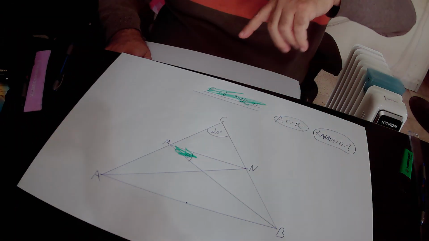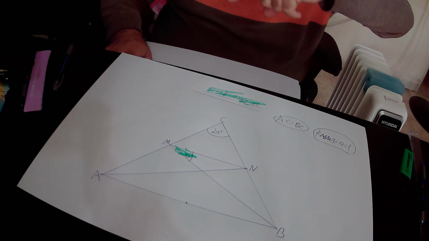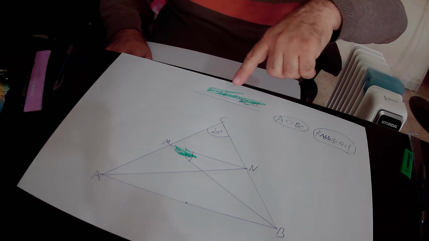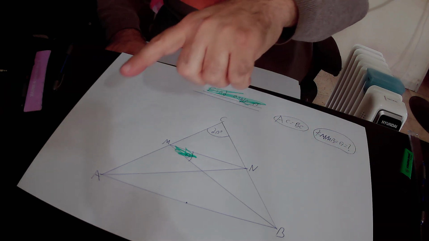Hello, in this lecture we'll find out the value of angle theta. In the drawing we have triangle ABC. Triangle ABC is an isosceles triangle, that is to say CB equals CA.